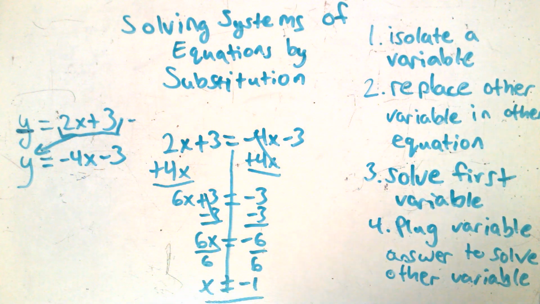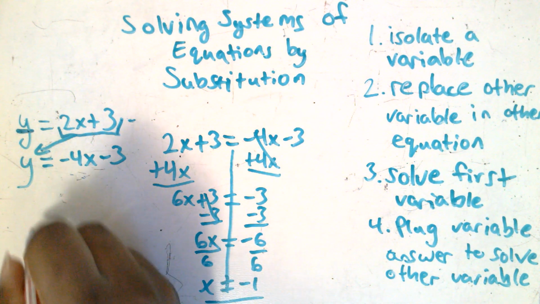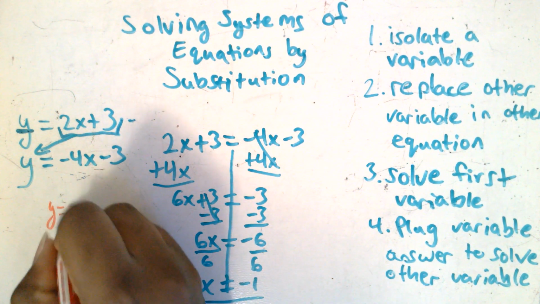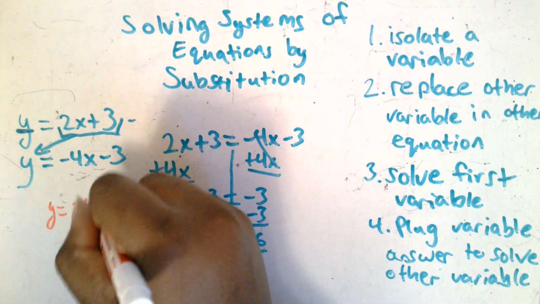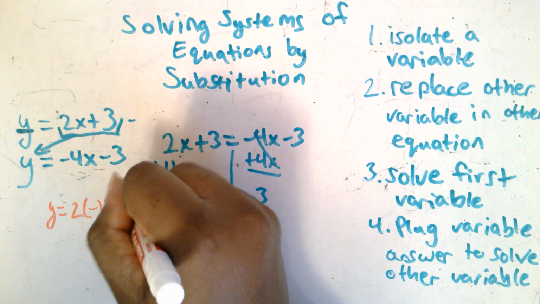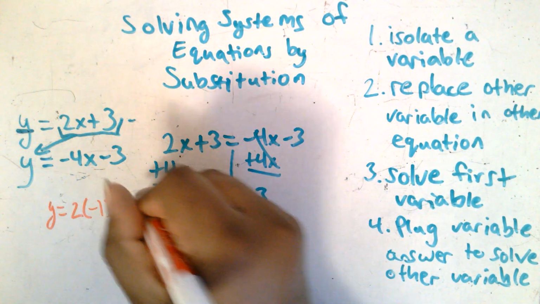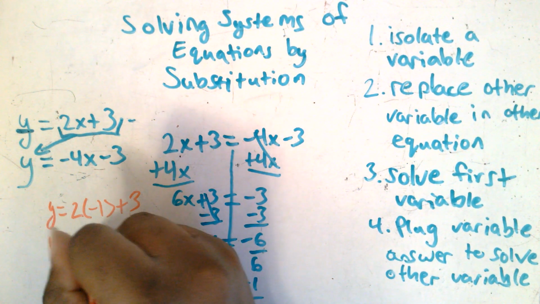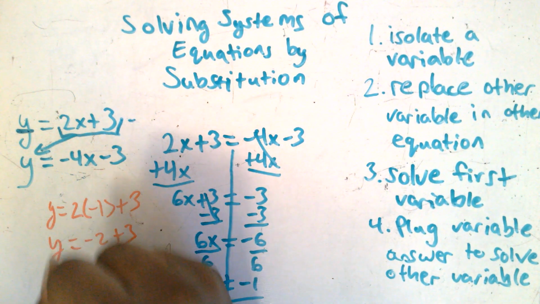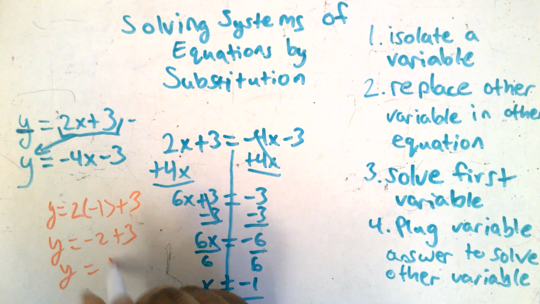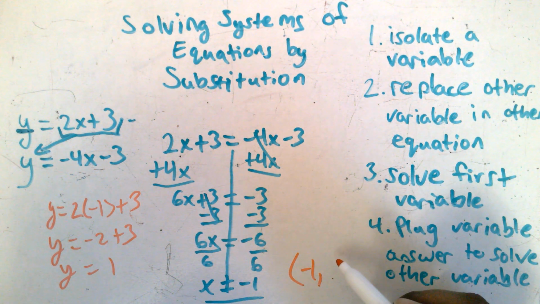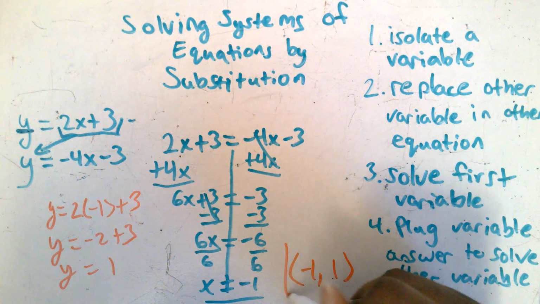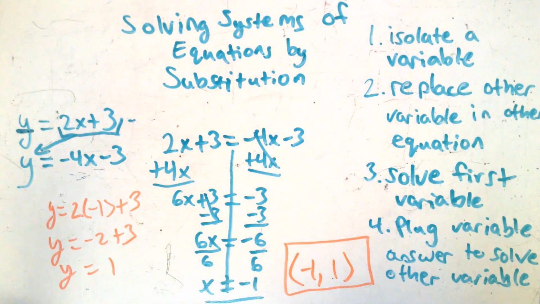So over here, I'm going to do this with a different color. So we have y equals 2, and I'm going to plug in what we have here, which is our x value, which is negative 1, plus 3. And I'm going to solve for our y. So now I have y is equal to negative 2 plus 3, which in turn ends up being just 1. So our answer would be in terms of coordinate points of negative 1, 1. And this is how we solve by substitution.